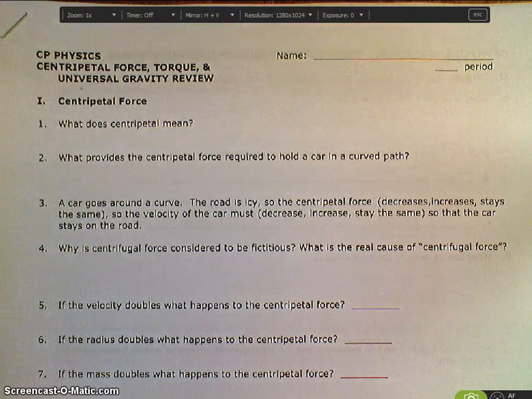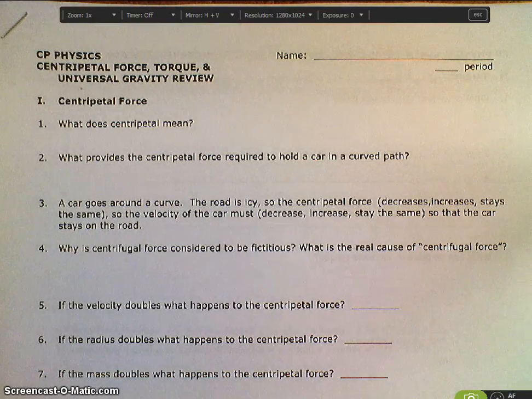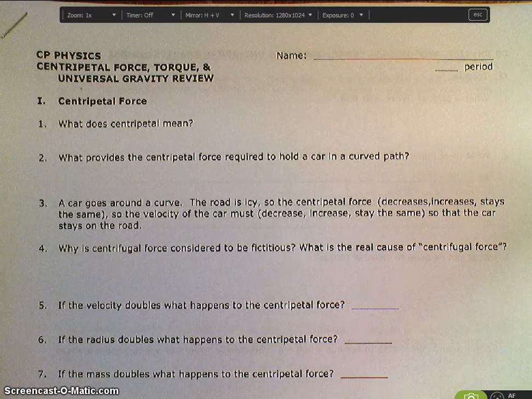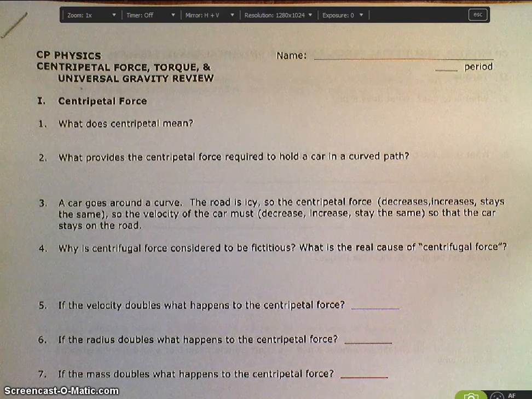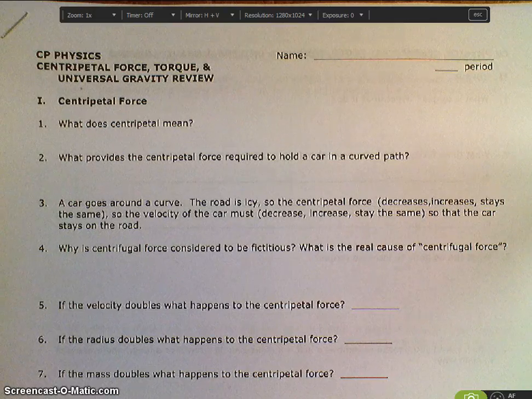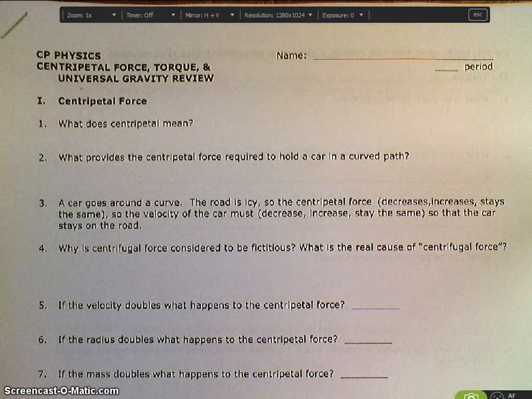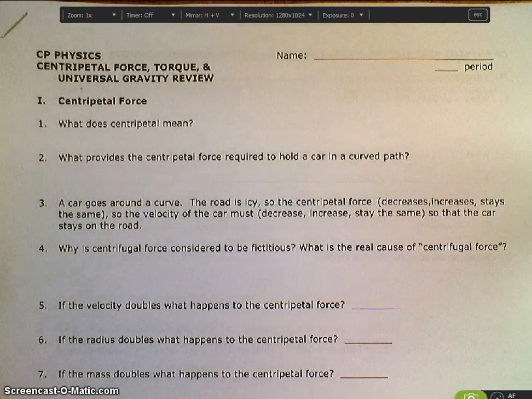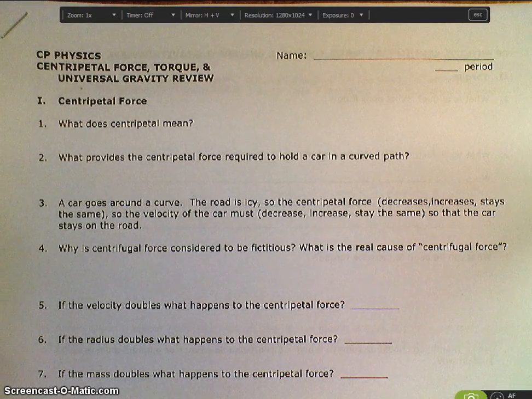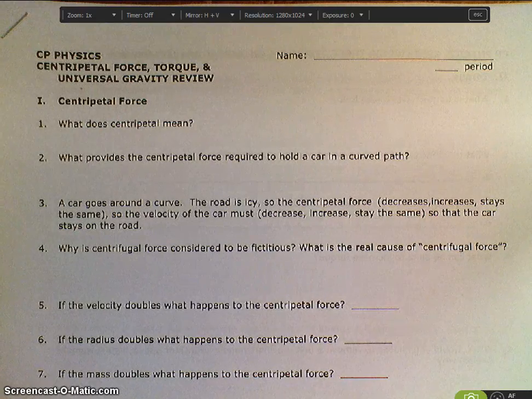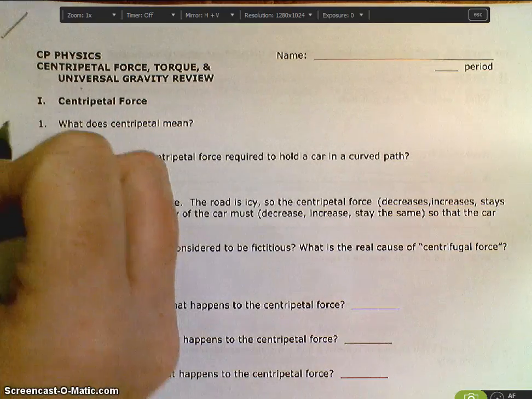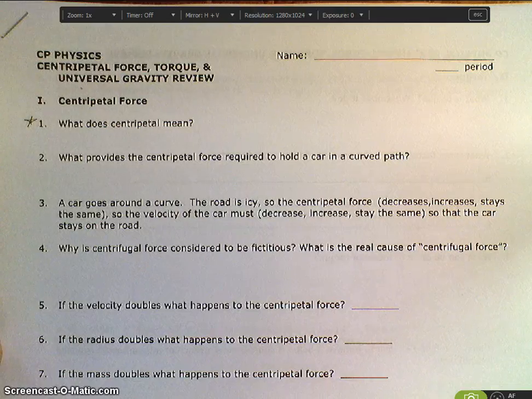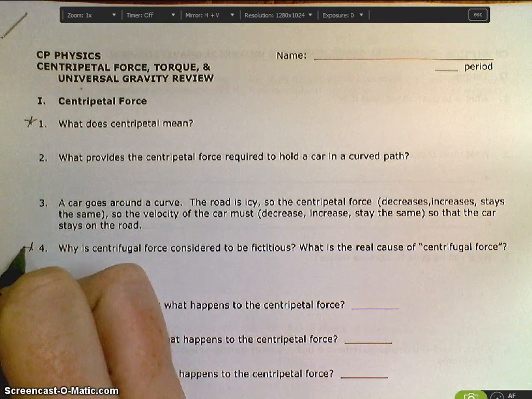Okay, this is the first part of the review for our unit on centripetal force, torque, and universal gravity. The first questions that we are going to go over on page 1 have to do with centripetal force. Now, just like last time, I'm not going to go over questions that you're supposed to find from your notes. Those would be the top questions from number 1 down to number 4.